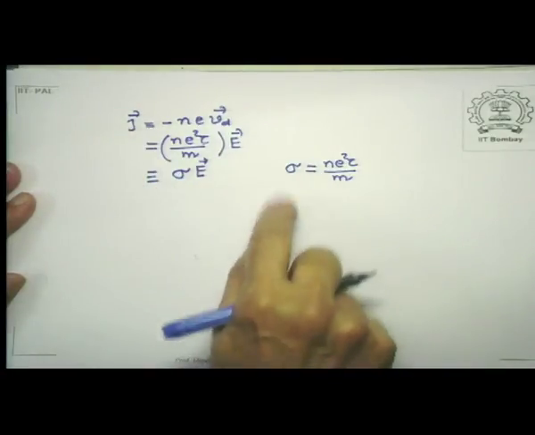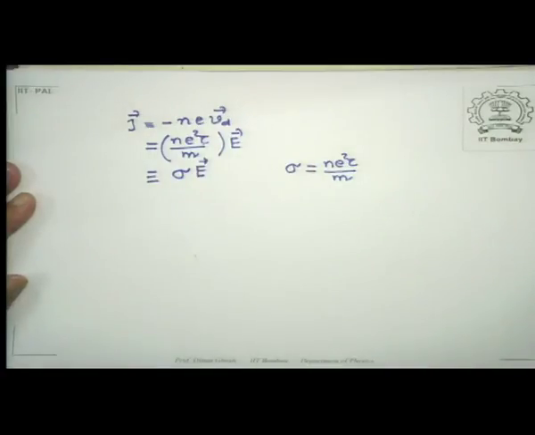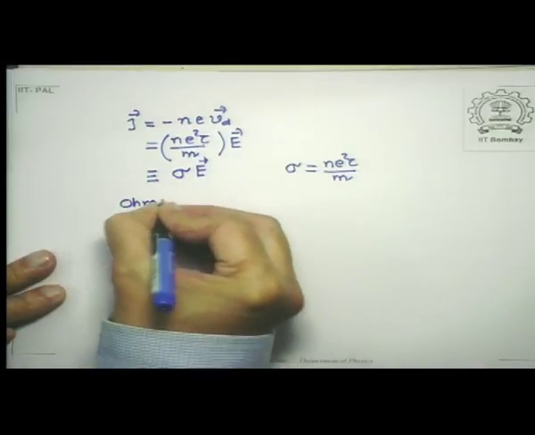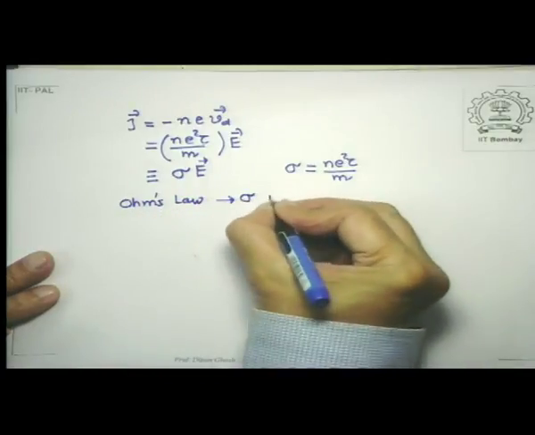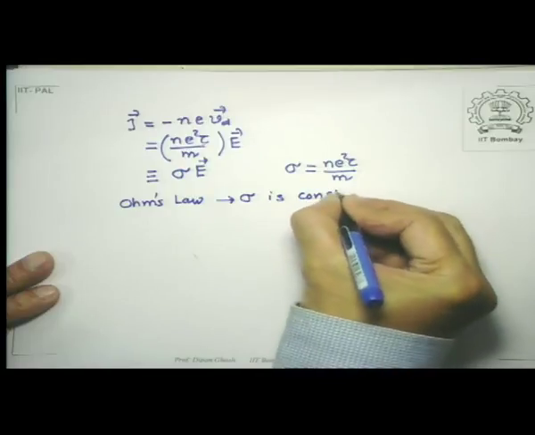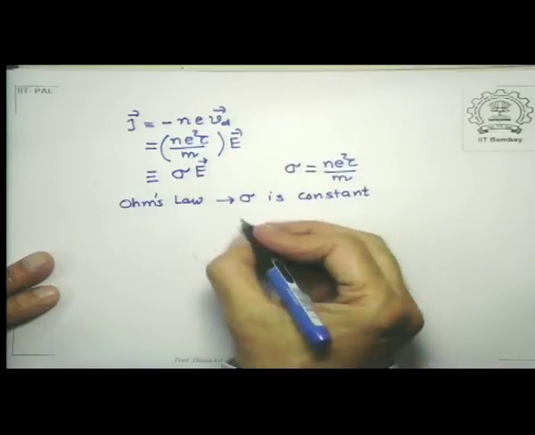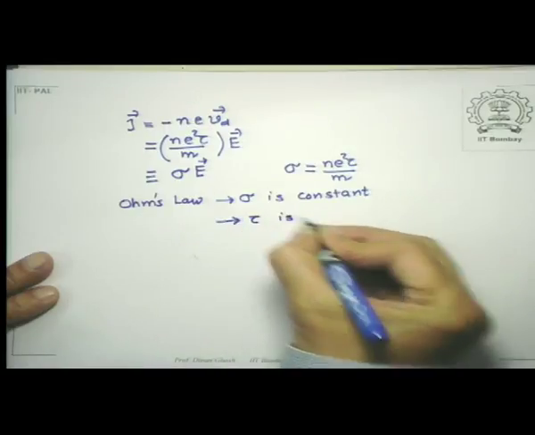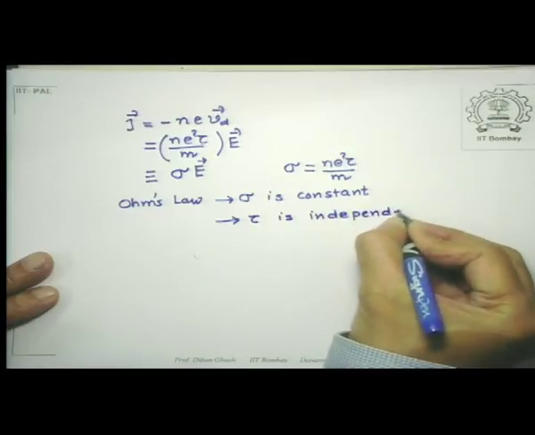Ohm's law will be valid if sigma remains independent of E. So, this means Ohm's law's validity is the same as sigma being constant. Since in my expression here I have N e square over m, which depends upon the characteristic there, this implies tau is constant. By constant I mean independent of the electric field.